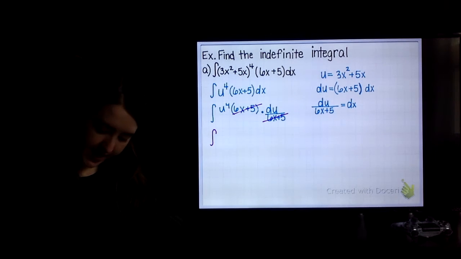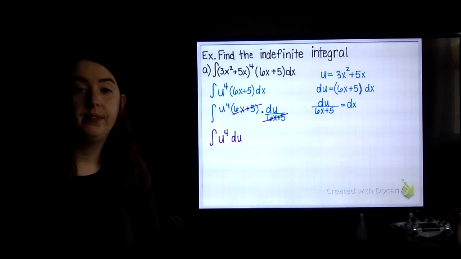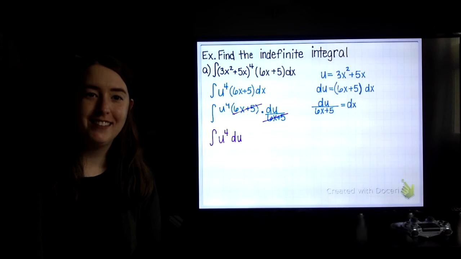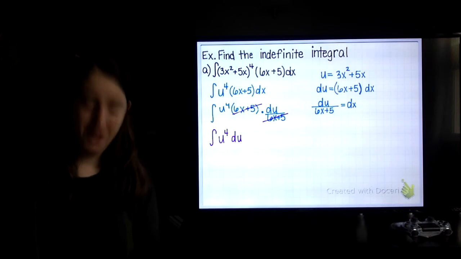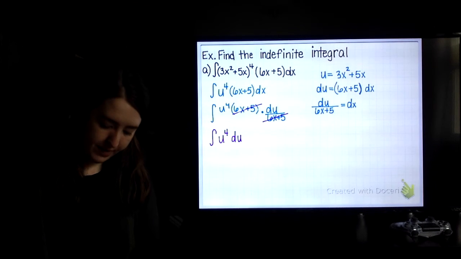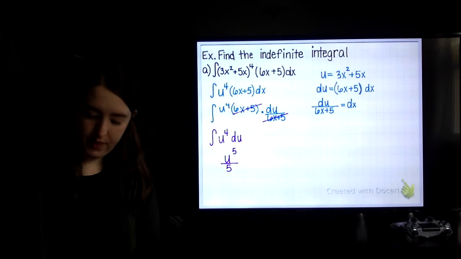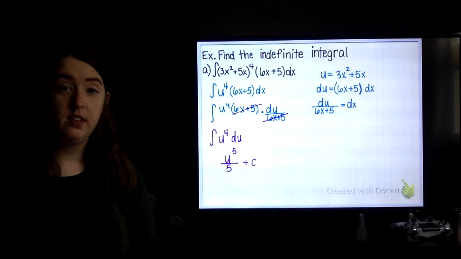So now I just have the integral of u to the 4th du. So now we just use the rule that we have before in all of our other stuff. We're supposed to add 1 to the power and divide by the new power. And add plus c onto the end.